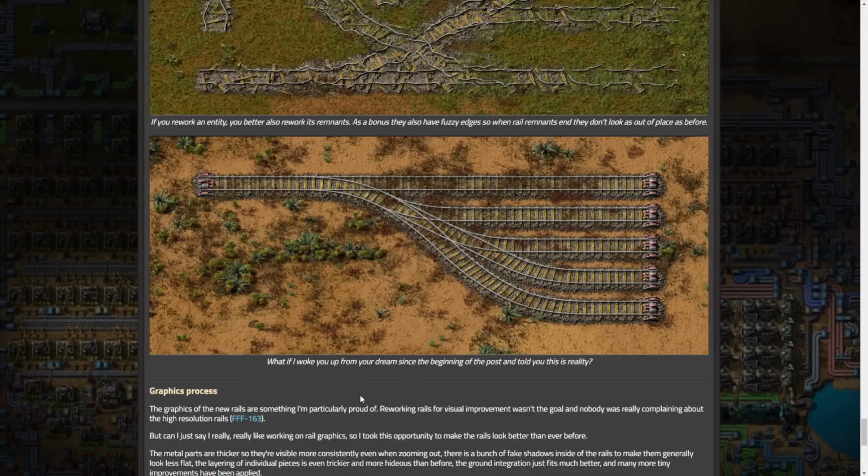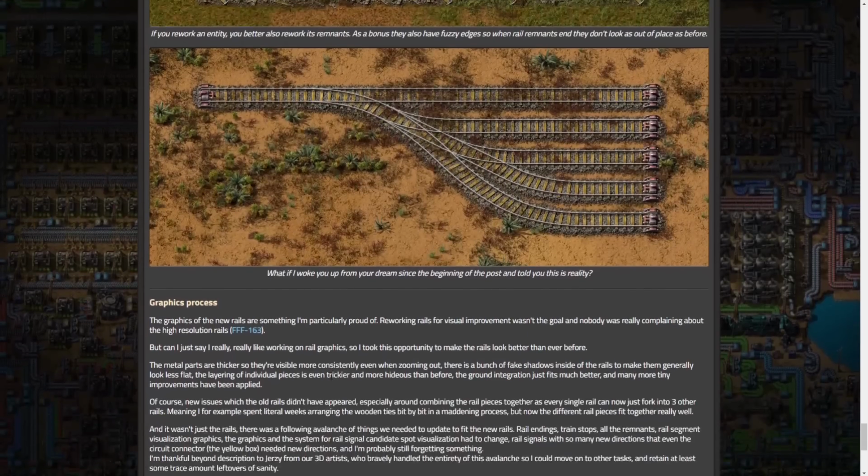And this is actually some serious dedication from V, because this sounds like incredibly tedious. And I would have given up after like 3 days. But basically, the metal parts are thicker, so they're visible more consistently even when zoomed out. That's one thing we notice, is that the actual metal rail parts are very clear and consistent, whereas before maybe they weren't quite as much. And then also there's a bunch of fake shadows inside the rails to make them generally look less flat.